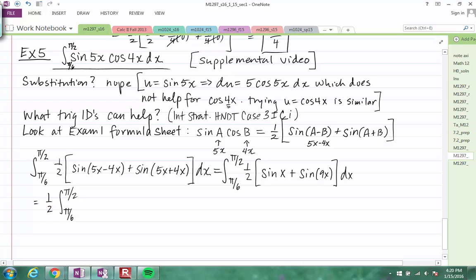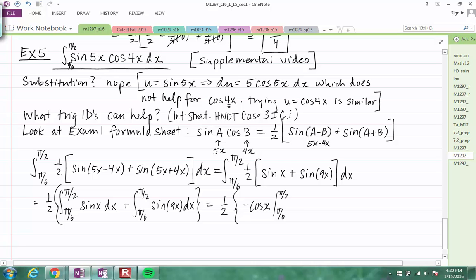Anyway, I'm taking the 1/2 out overall, so I better put some braces around here. And I'm going to take the integral of sine x separately from the integral of sine of 9x. So next thing, the integral of sine x is simply negative cosine x. And I'm going to have to plug in, so just some notation that I need to do that.